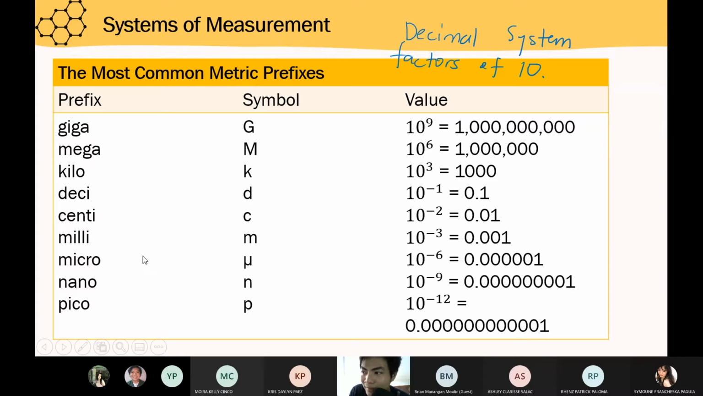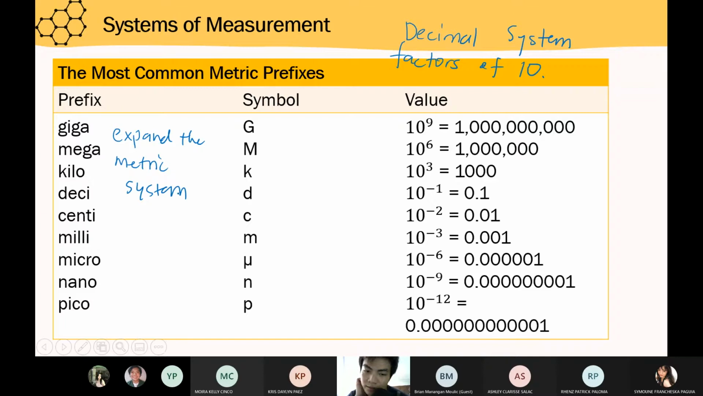Kailangan familiar na tayo dito. Okay? So, kahit huwag nyo na kabisaduhin. So basically, ang purpose ng prefixes na ito is to expand our metric system. So, yun yung goal niya. To expand the metric system.